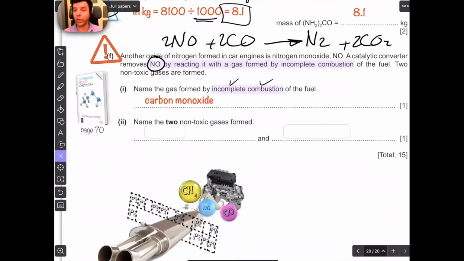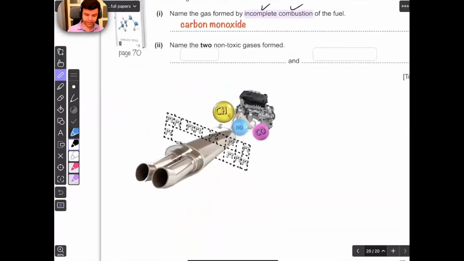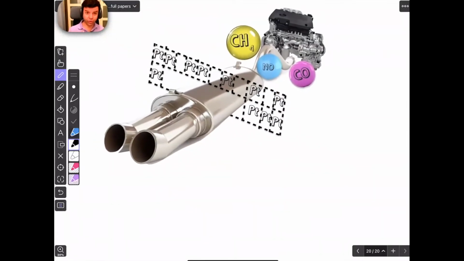Okay. Do you have a question, Faisal? Mr., why not nitrogen dioxide? If you get nitrogen dioxide here, then what would be formed other than nitrogen dioxide? What would be the other gas? Carbon monoxide. But they said non-toxic, right? Plus, this is an important equation you have to study, essential for this process.